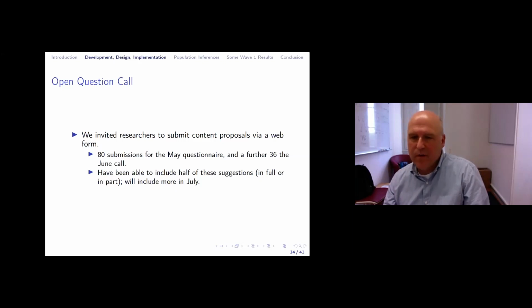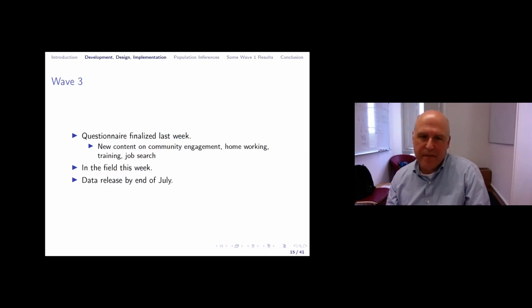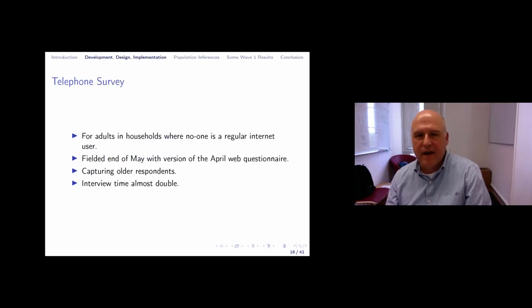So sometimes we don't run everything that people suggest. Sometimes two people suggest versions of the same thing, and we run some combination of their suggestions. But so far, we've got about half of them into the field, and we'll be able to do more in July. So again, I just want to emphasize that we're a researcher-driven study. The questionnaire for Wave 3 was finalized last week. We'll be in the field, I hope, at the end of this week, and the data released at the end of July.